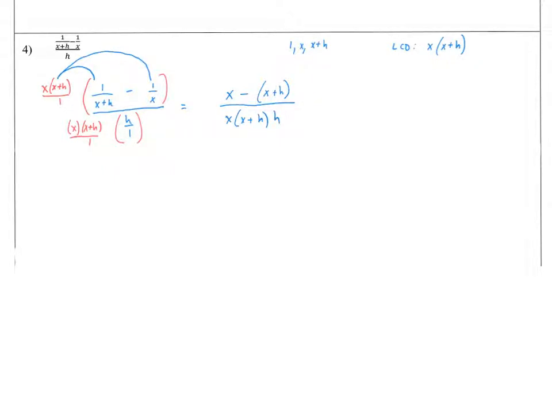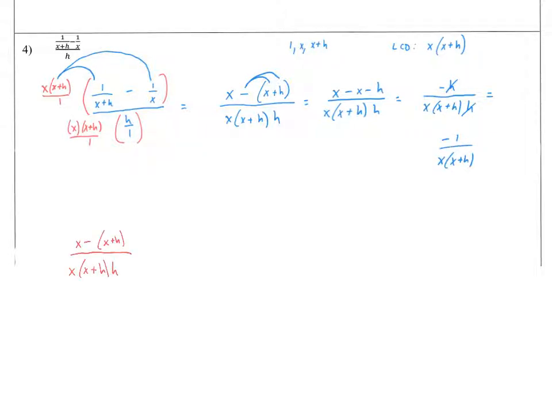In the numerator, we're noticing that we can distribute a negative. So we get x minus h divided by x times x plus h times h. In the numerator, x minus x cancels, so you're left with negative h. In the denominator, we still have all this stuff. Now, the h's cancel, so we get our final answer, negative 1 divided by x times x plus h. Mental note, on this step right here, we are not allowed to just cancel the x plus h's. That is against the math laws.